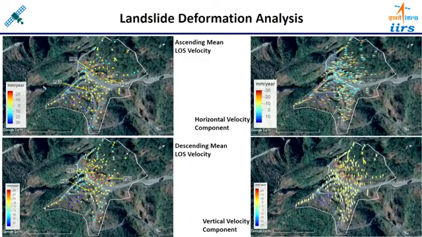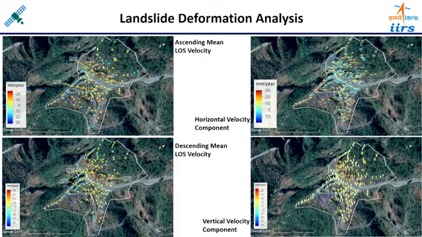Okay, so here you can see the output of the ascending data set, and these values are shown as the mean line of sight velocity. So you can say this is the landslide area. A number of points were observed in the landslide affected area. The values are changing from minus 25 millimeter per year to 30 millimeter per year. The blue colors are representing the positive displacement, and red colors are representing the negative displacement. Negative means the movement away from the satellite, and positive means movement towards the satellite.